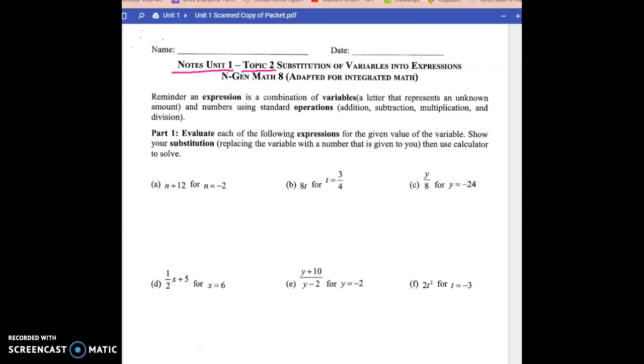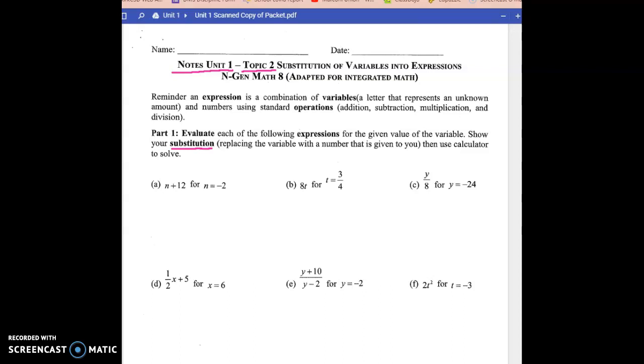Okay, so we're going to show our substitution. We did this a little bit last year, but not too much. We're going to show our substitution, which is replacing the variable with a number that is given to you. Then we're going to use our calculator to solve. Okay, think of substituting just like if you have a substitute teacher. A substitute teacher is someone who replaces your teacher. Same idea with these. They're giving us a number to represent our variable, so we're going to substitute, we're going to replace it in place of that variable.